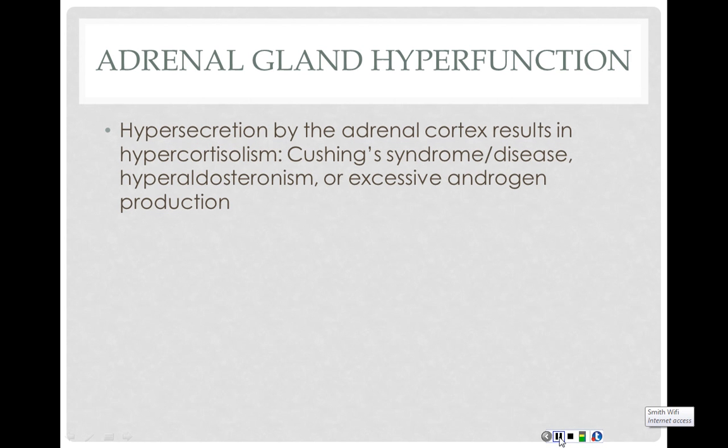cortex is impaired. Causes include kidney problems, problems with the anterior pituitary gland, the hypothalamus, and this can also be caused from the use of exogenous glucocorticoids or steroid treatment. And so these things lead to hypocortisolism.